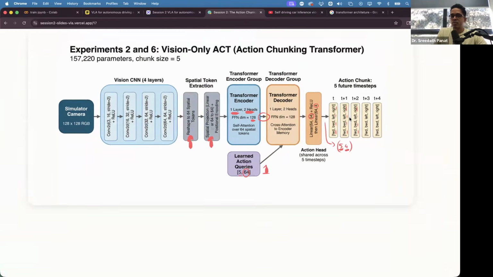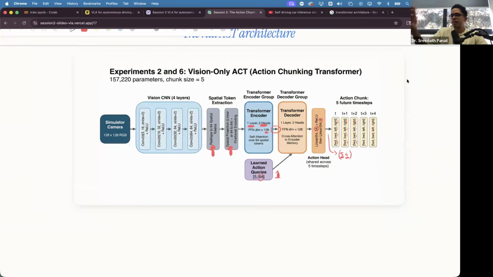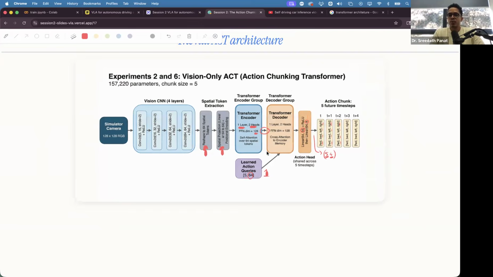ACT, action chunking transformer, with 2 important things missing. What are the 2 important things missing here based on our discussion so far? Okay, what is one important thing that is missing here? Language is missing. We have not added language. Second thing is the conditional variational autoencoder. That's also missing. So we need to discuss that now. So far, so good, right?